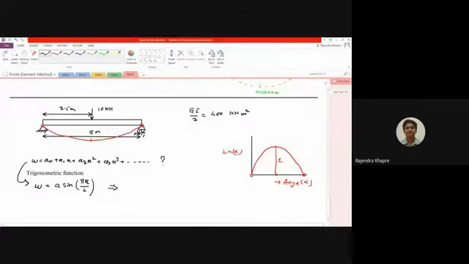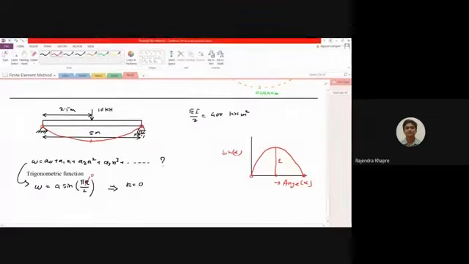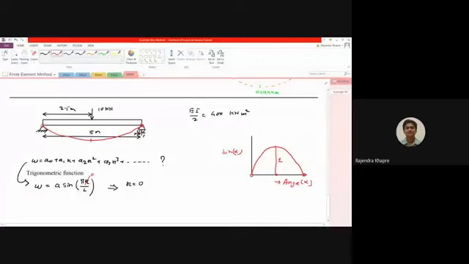In this expression, if you substitute the value of x as 0, what is going to happen? This entire term is going to become 0 because this x is 0, and what you are going to get is W value as 0. Am I right? Am I speaking correctly? Students, please pay attention.